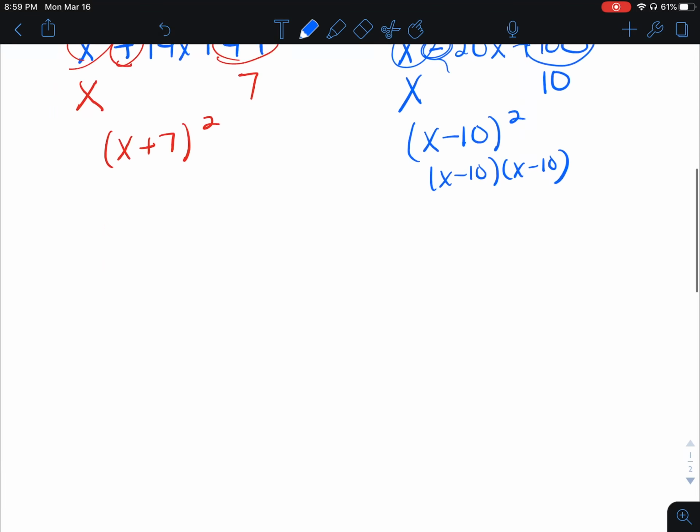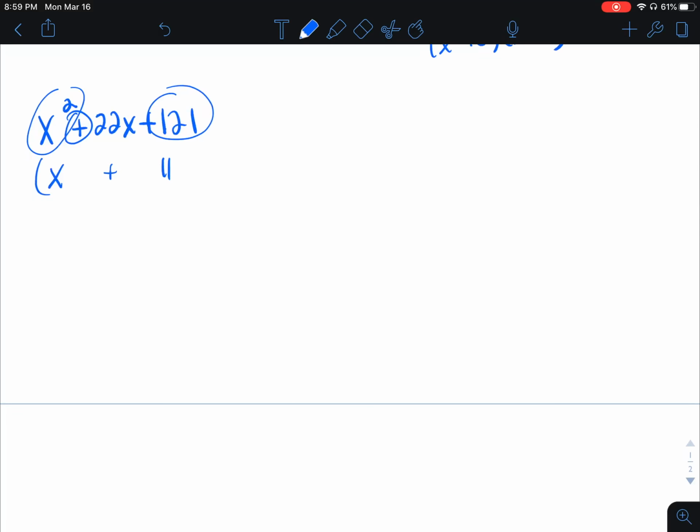Let's try another one. If we look at x squared plus 22x plus 121, take the square root, take the square root. So this is x and this is 11. Notice this is a plus, so that's going to go in between. So it's just x plus 11 squared.